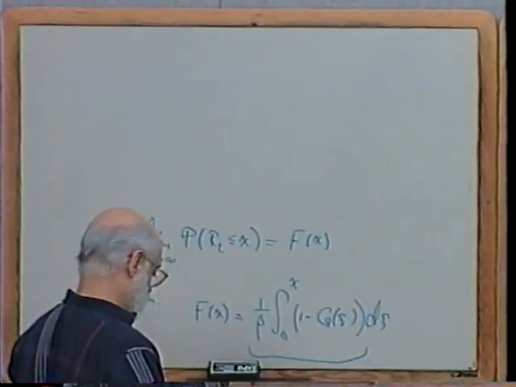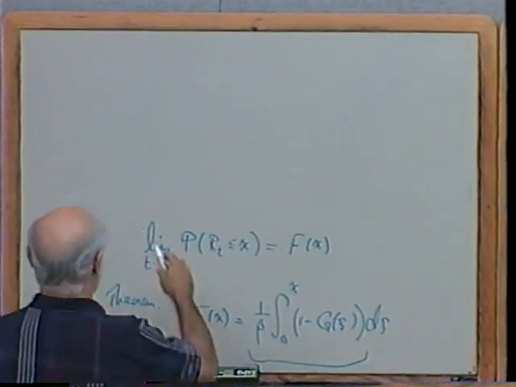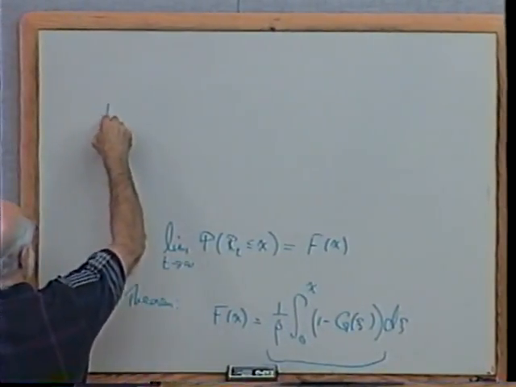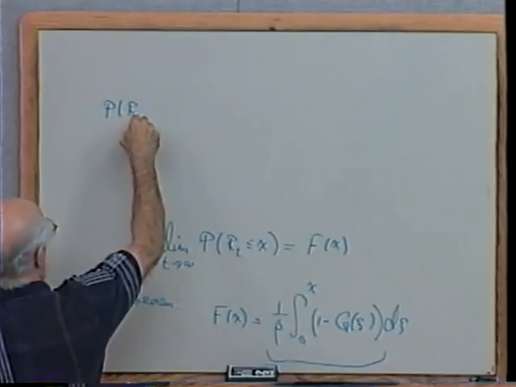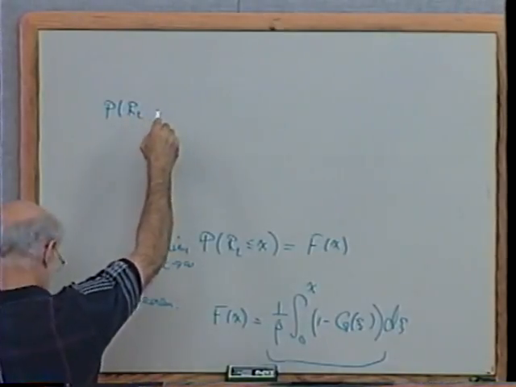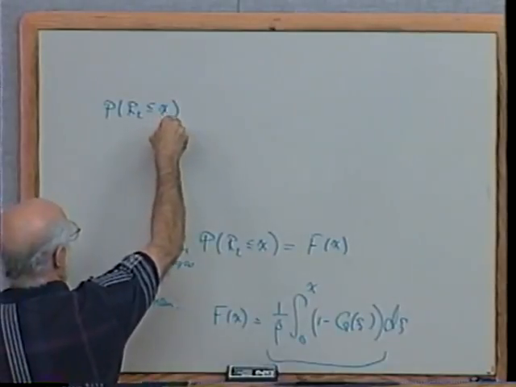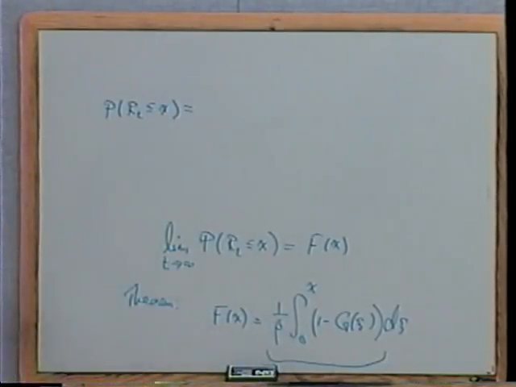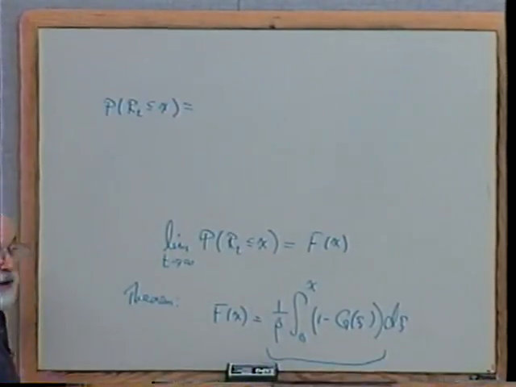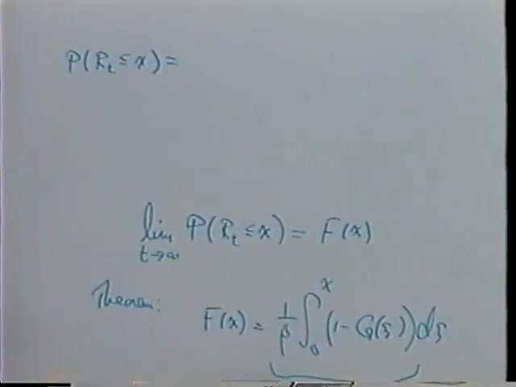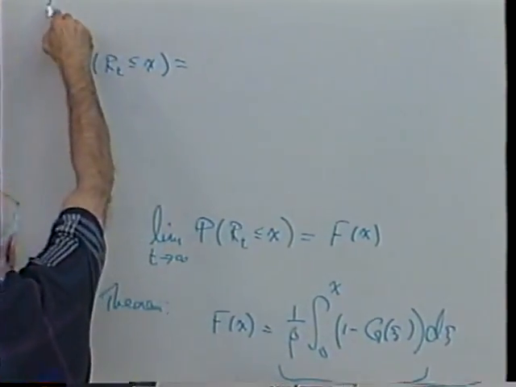Okay, so what I'm going to do is I want to write an expression for the probability that r sub t, I'll draw a picture in a minute, is less than or equal to x. And then take a limit of what I get as t goes to infinity. Okay, so first of all, let me redraw the picture here.